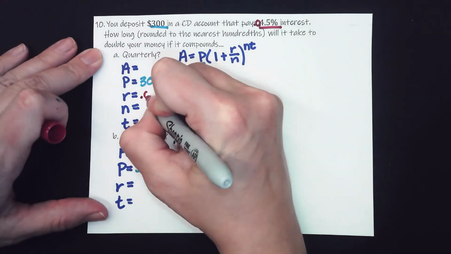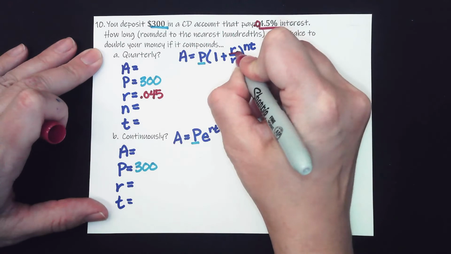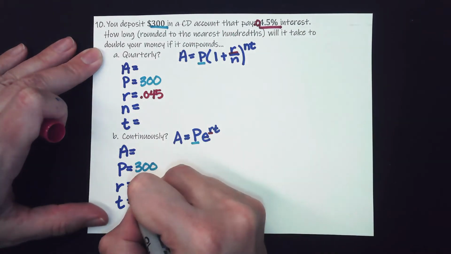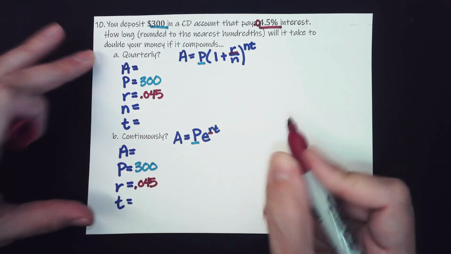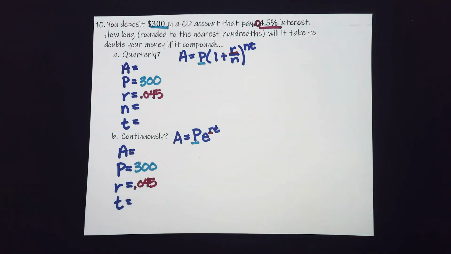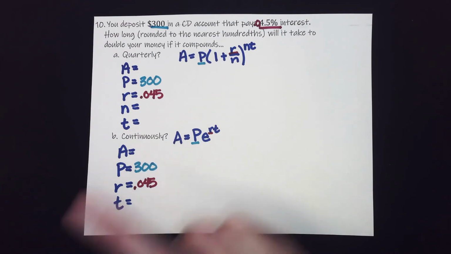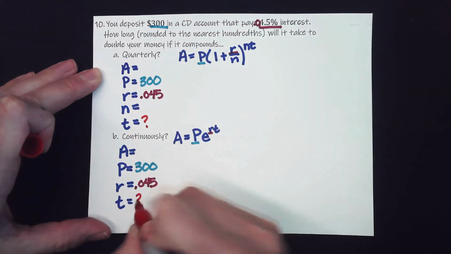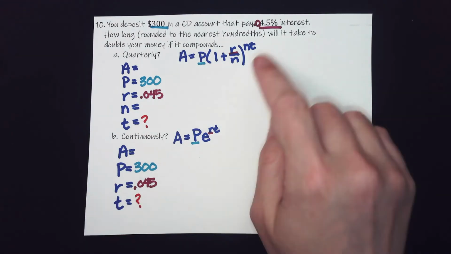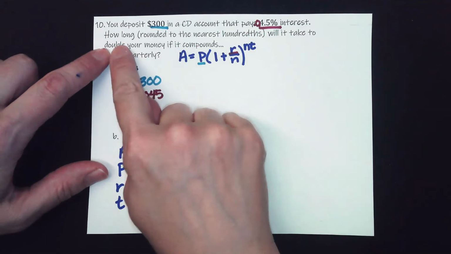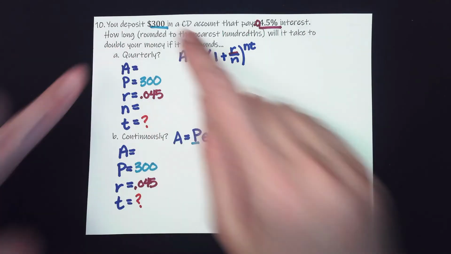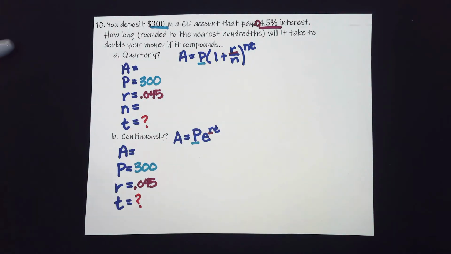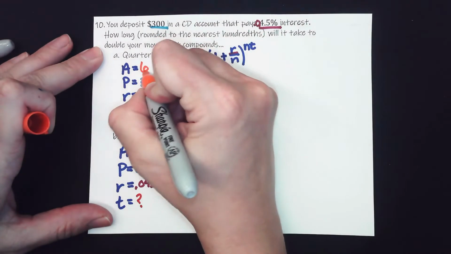So 0.045, okay, that's this, and in both of them, 0.045. Okay, the thing we don't know here, I'm sorry, what we're trying to figure out is how long. So we know our question mark is our time. So we need to figure out these other letters here. Now, it does say, how long will it take to double our money? Well, if our money started with $300, doubling it would be $600.